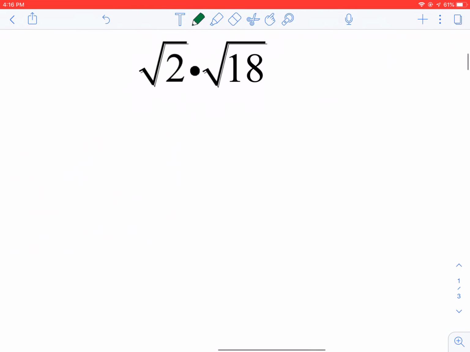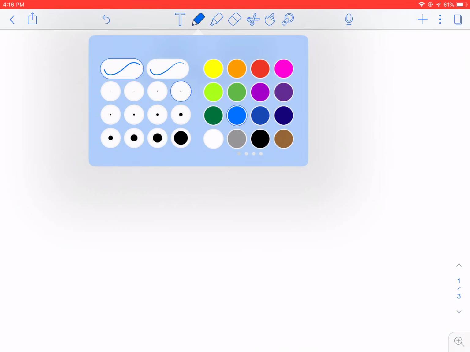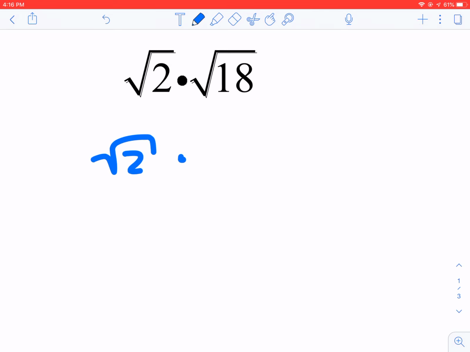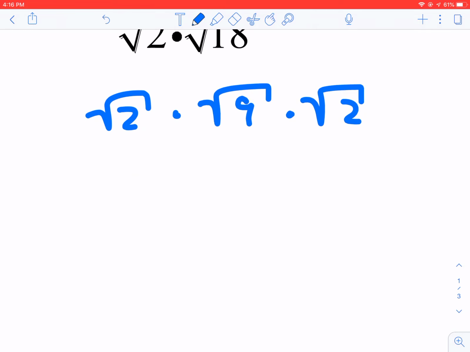This one we have square root of 2 times the square root of 18. So let's simplify the square root of 18. I think a 9 divides into 18, so I'm going to make that square root of 9 times square root of 2. Square root of 9 will become 3. I'm going to bring down this square root of 2 in front. So square root of 2 times 3 times another square root of 2.